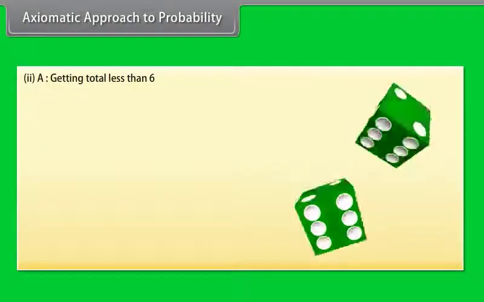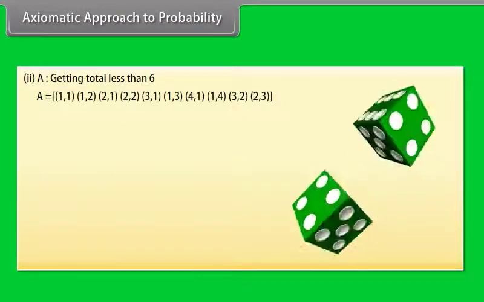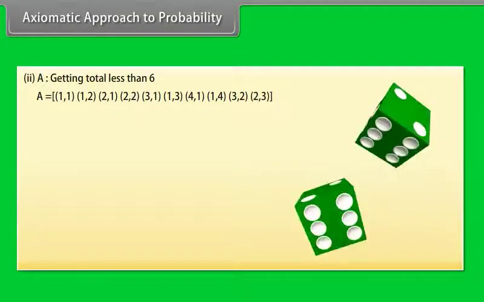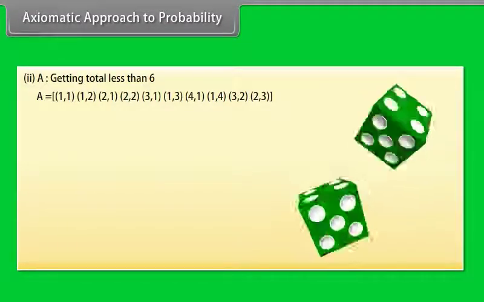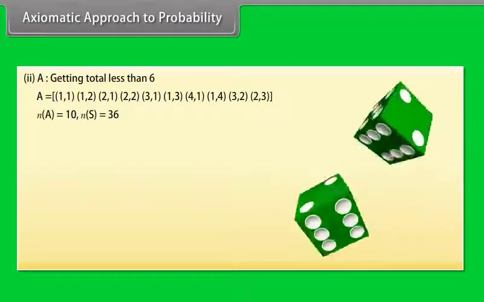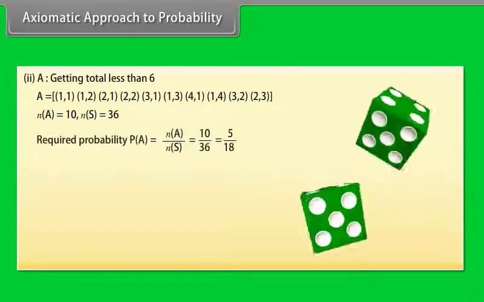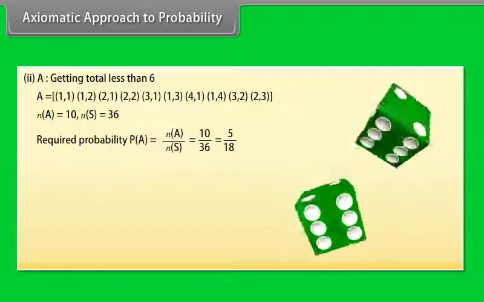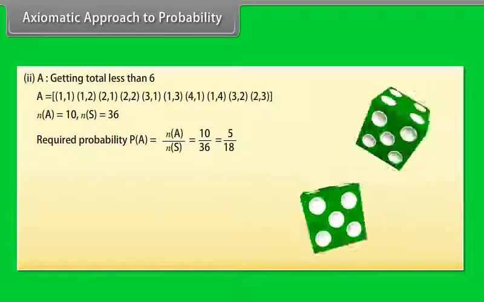2. A: getting total less than 6. A is equal to (1,1), (1,2), (2,1), (1,3), (3,1), (1,4), (4,1), (3,2), (2,3). n(A) is equal to 10. n(S) is equal to 36. Required probability P(A) is equal to n(A) by n(S) is equal to 10 by 36 is equal to 5 by 18.